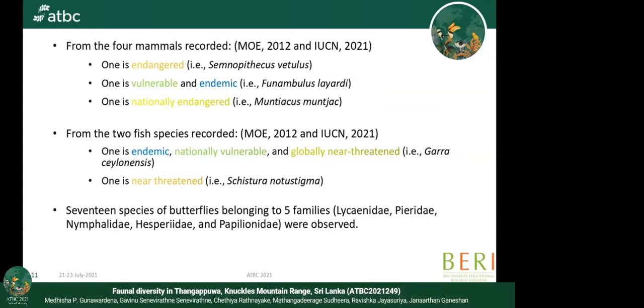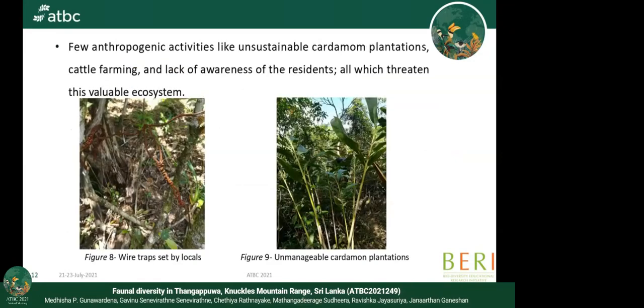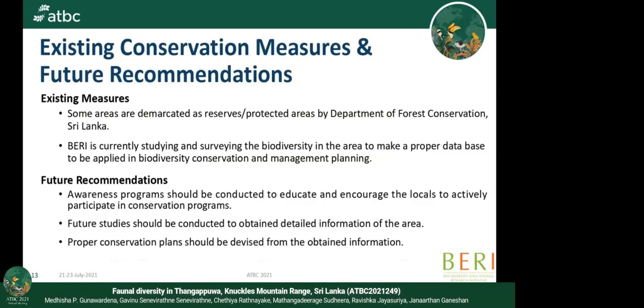Furthermore, 17 species of butterflies belonging to 5 families were observed. Unfortunately, a few anthropogenic activities like unsuitable cardamom plantations, cattle farming, and lack of awareness of residents were observed, all of which threaten this valuable ecosystem. Some of the existing measures include that some areas are demarcated as protected areas by the Department of Forest Conservation. Meanwhile, BERI is currently studying and surveying the biodiversity in the area to make a proper database to be applied in biodiversity conservation and management planning.